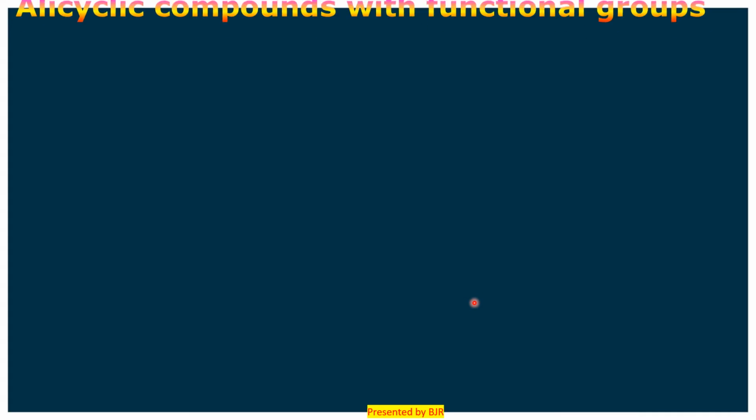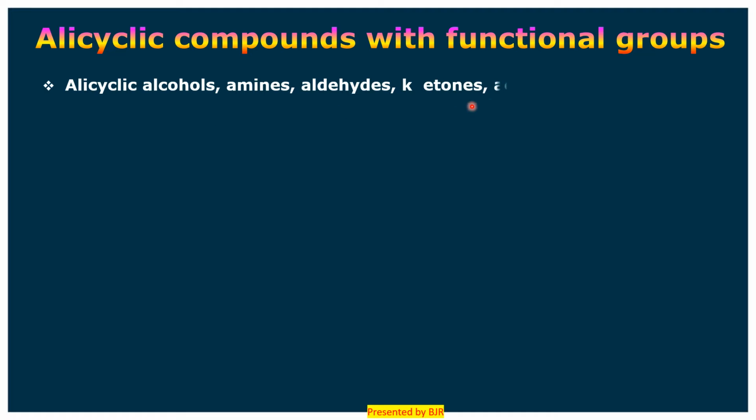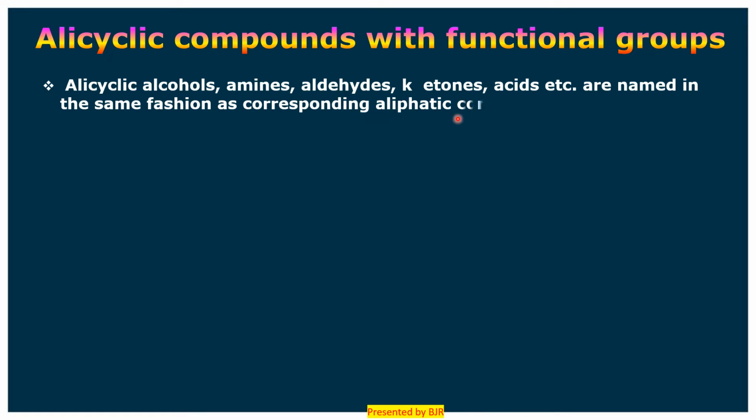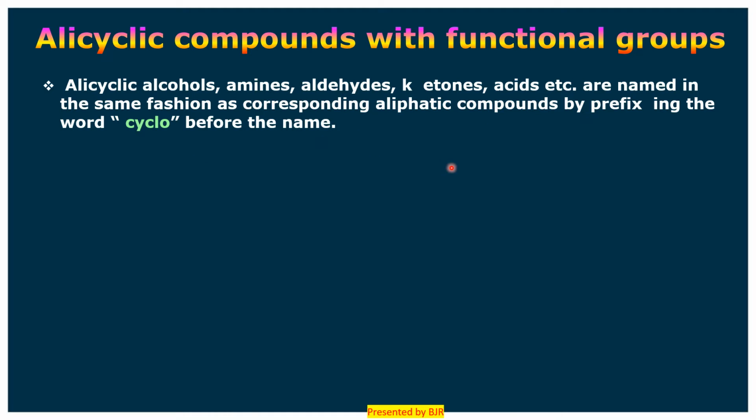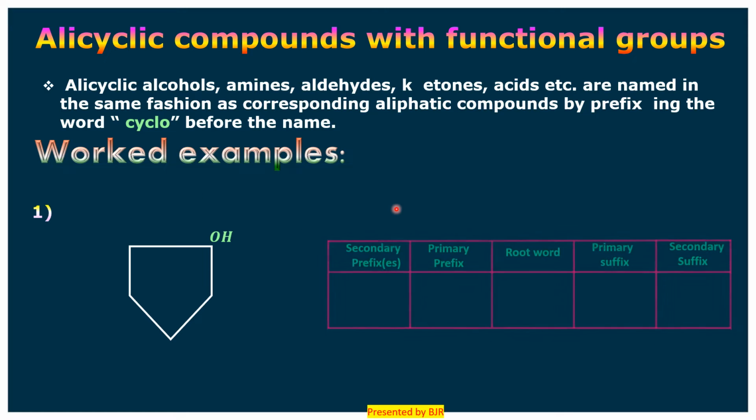Now let us explore the IUPAC naming of alicyclic compounds with functional groups. Alicyclic alcohols, amines, aldehydes, ketones, etc. are named in the same fashion as corresponding aliphatic compounds by prefixing the word cyclo before the name. Let us see some worked examples here. This is an alicyclic compound containing the OH functional group, and we have to provide the IUPAC name for this alicyclic compound.